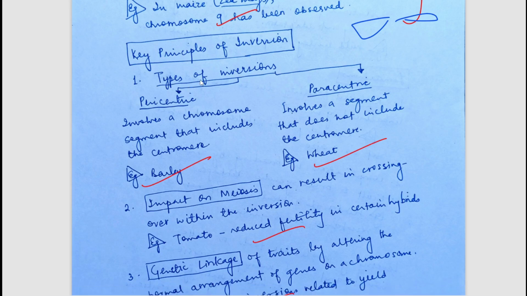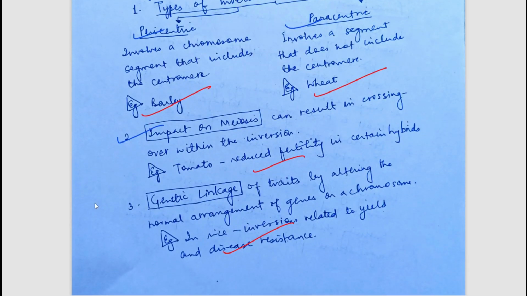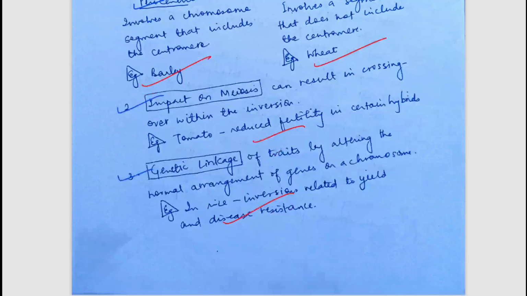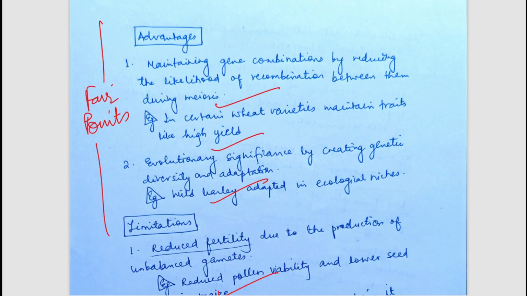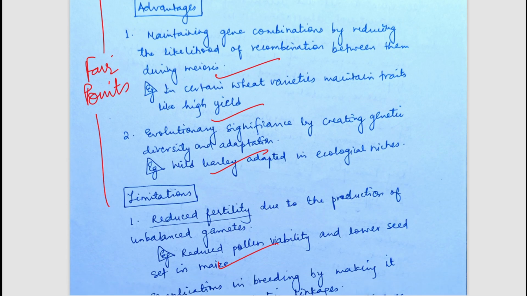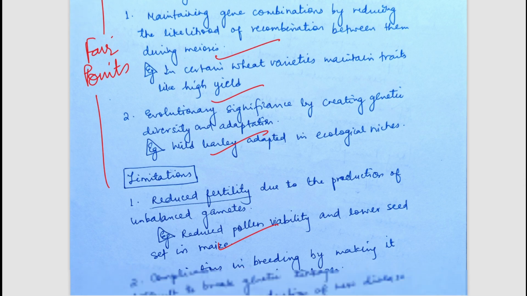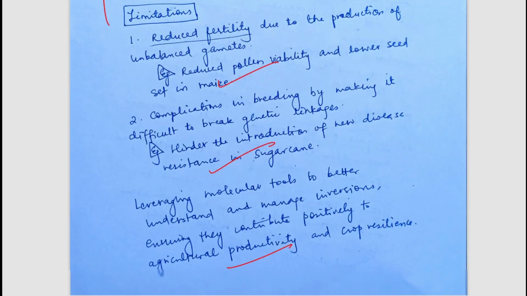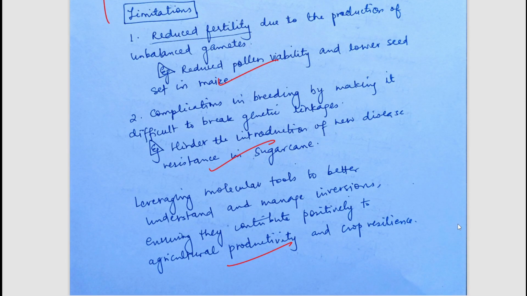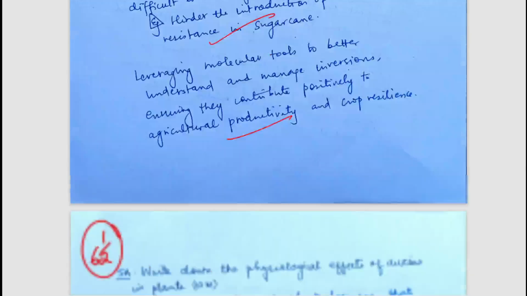So actually there are two types of inversions. The first one is pericentric and the next one is paracentric. Its impact on meiosis has been mentioned, its genetic linkage has been mentioned, advantages and limitations have been mentioned. So you can simply pause the video and read the answers. And again, appropriately concluded. Now let's move to the next question.